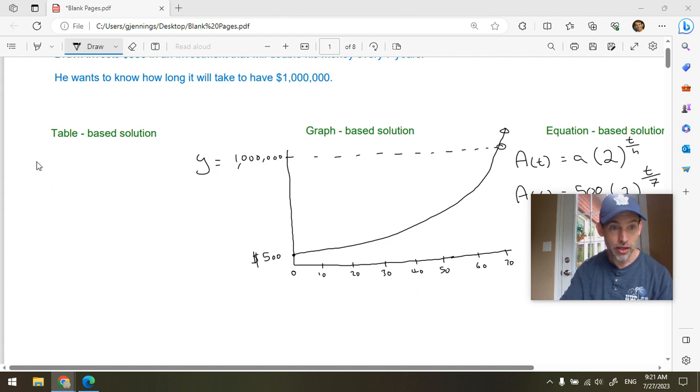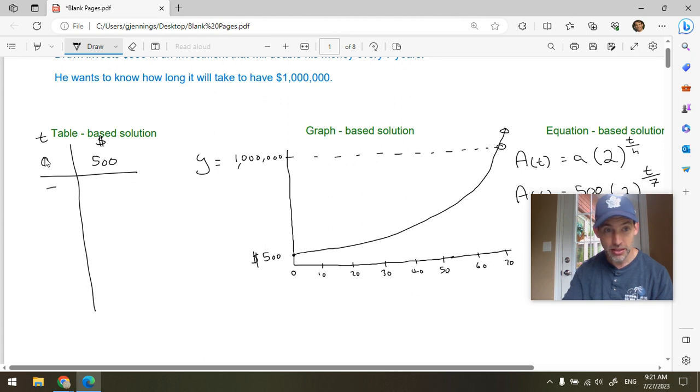They can say, well, after 0 years, he's going to have $500. These are my values of time, and these are my values of money. Okay, 0 years, he's got $500. 7 years, he's got 1,000. 14 years, 2,000.